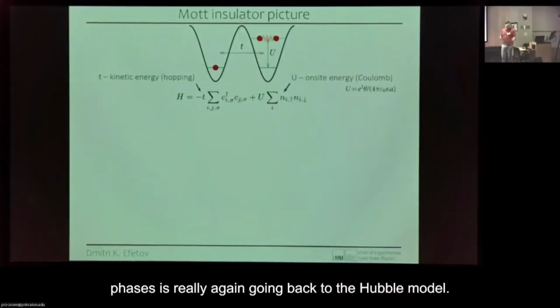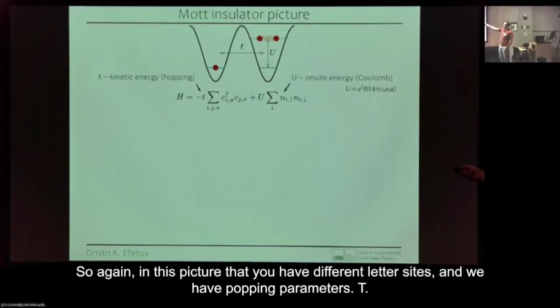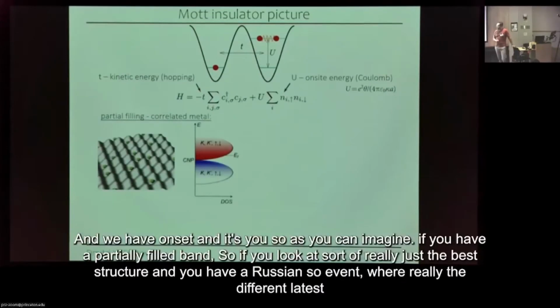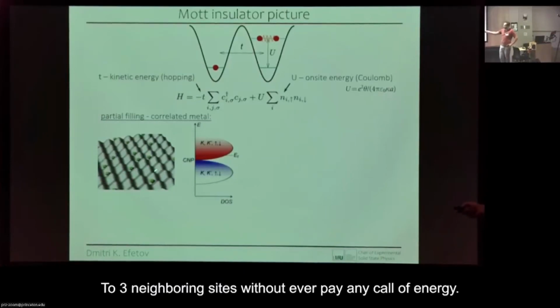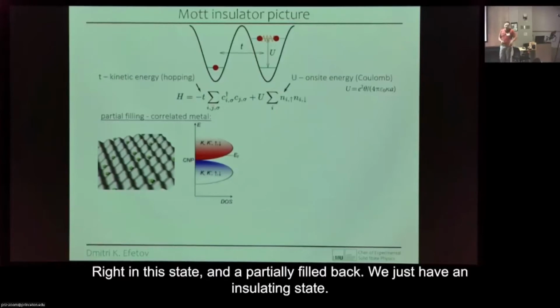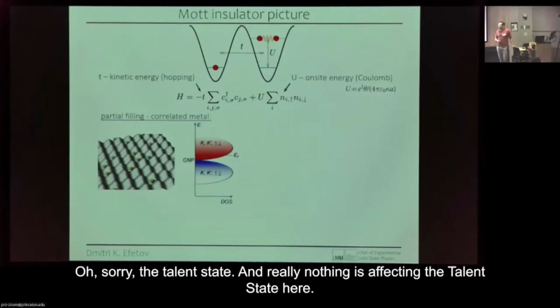So, how do we understand these phases? It's really, again, going back to the Hubbard model. In this picture, we have different lattice sites, hopping parameters t, and on-site energy U. As you can imagine, if you have a partially filled band, where the different lattice sites are not fully occupied, the electrons can hop to free neighboring sites without ever paying any Coulomb energy, right? In a partially filled band, we just have a metallic state, and nothing is affecting the metallic state here.